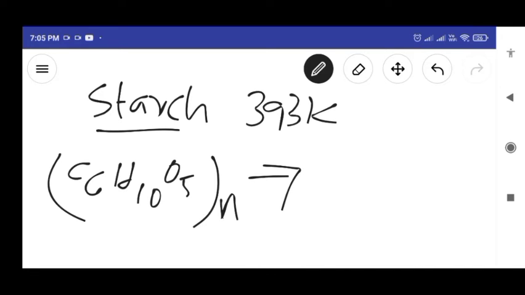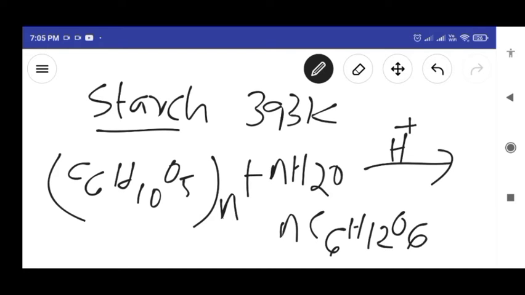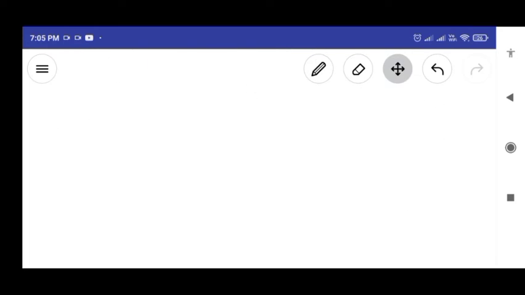Again, we are doing hydrolysis. We are adding water in an acid catalyzed reaction, so we'll get n number of glucose. It is the commercial method for the preparation of glucose. Commercially, we are preparing glucose from starch. And we know glucose is an aldohexose.